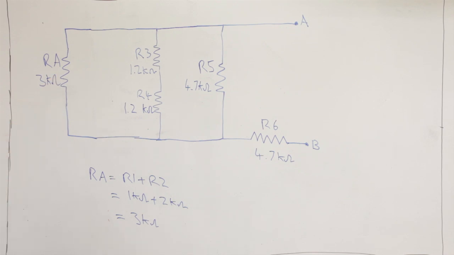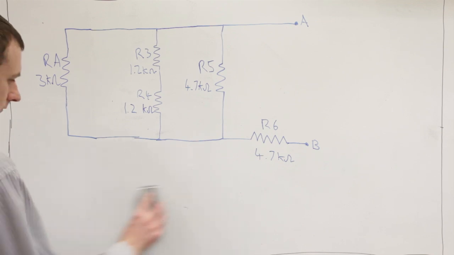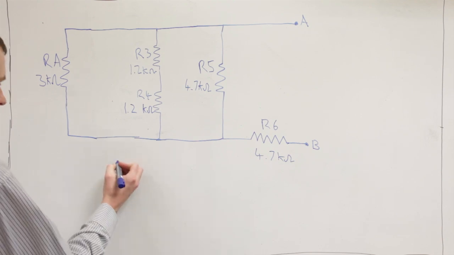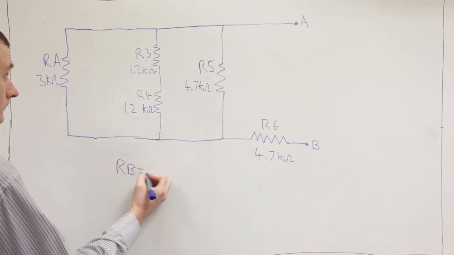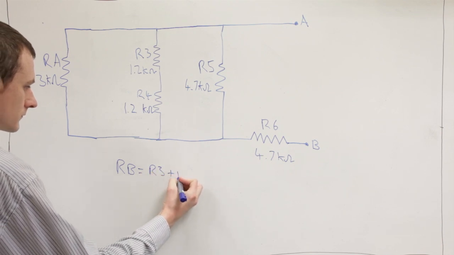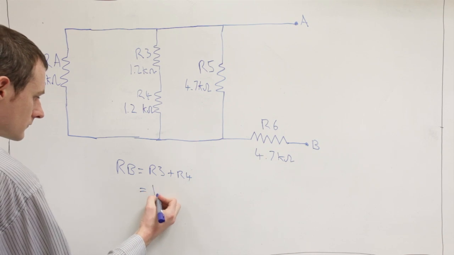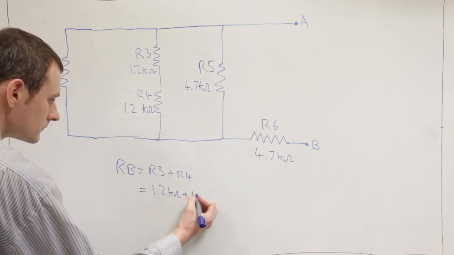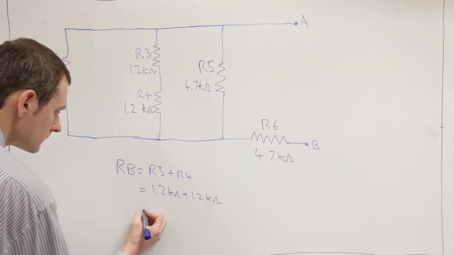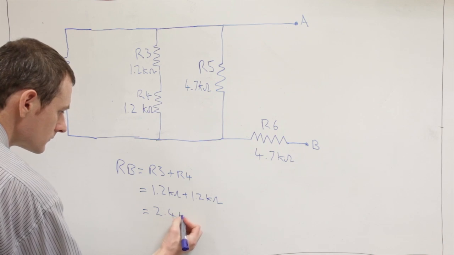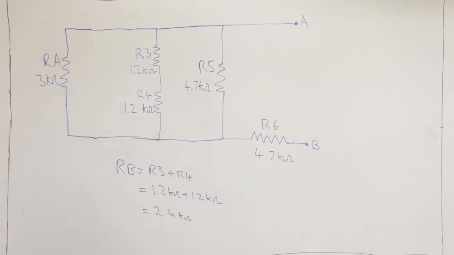Next, we can see that R3 and R4 are in series, and that can be simplified down to one resistor, so we'll call that RB. They can be added together and simplified down to one resistor, RB. So now I'm going to rub out resistors R3 and R4 and replace them with resistor RB with a value of 2.4 kilo ohms.